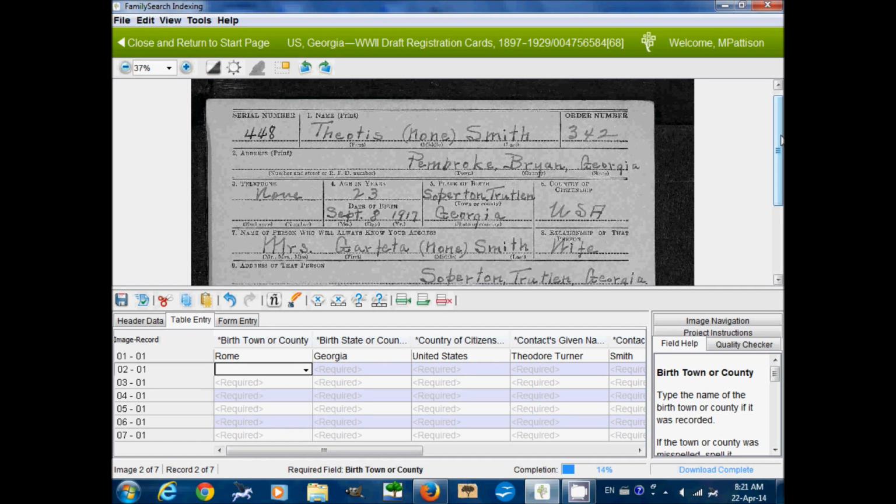Hi, I'm a stake indexing director, and today I'd like to show you how to index the U.S.-Georgia World War II Draft Registration Cards project in FamilySearch Indexing. Now, this is a return to this project.